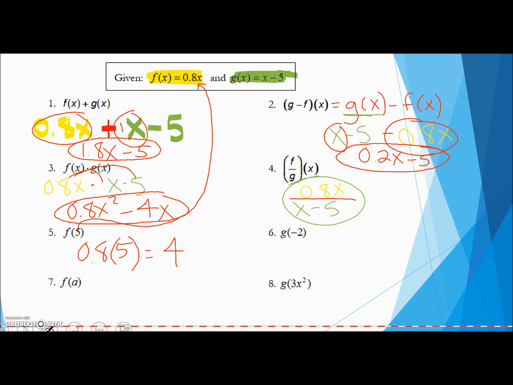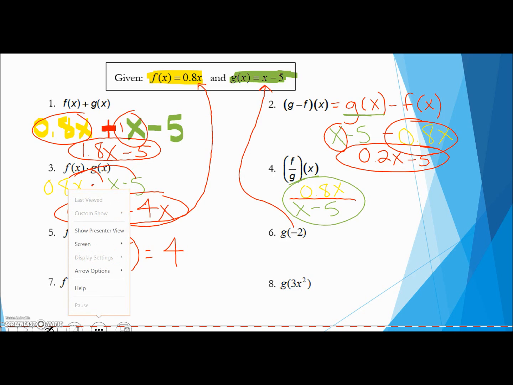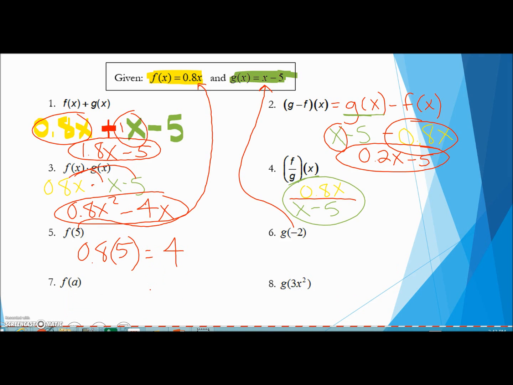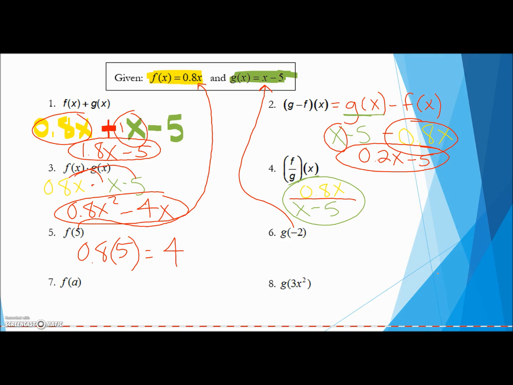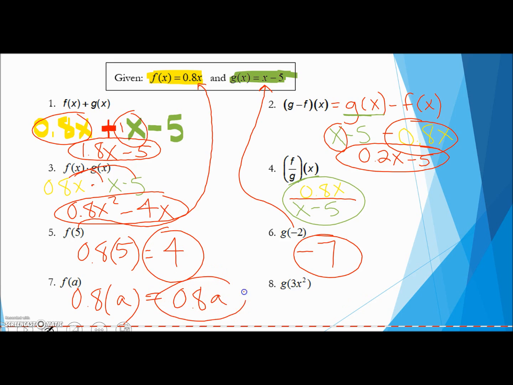And then number 6 is doing the same thing, but you're plugging negative 2 into the g function. So I'm going to be doing x minus 5, but instead of x, I do negative 2 minus 5. Enter, and the answer is negative 7. Number 7, this time instead of a 5, I'm plugging a into the f function. So I'm going to have 0.8, but instead of a 5 in there, I have an a in there. And since it's a letter, I can't do much with my calculator. I can just do 0.8 times a, which is 0.8a.